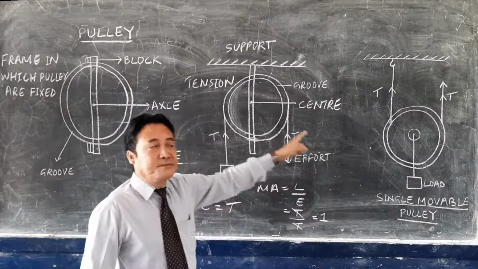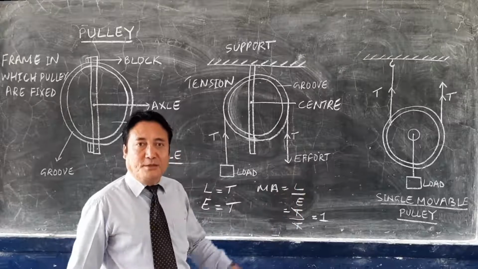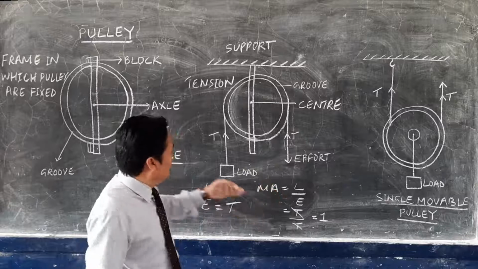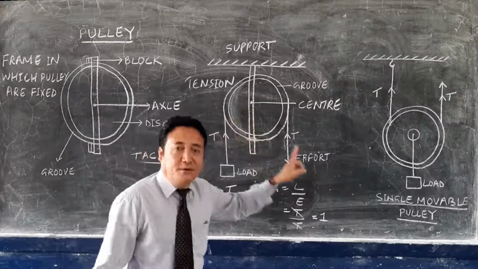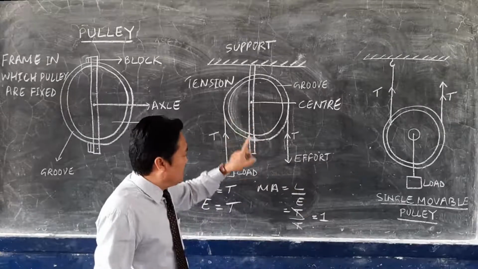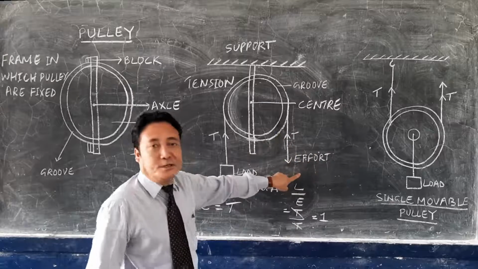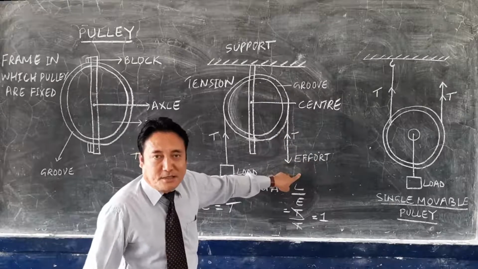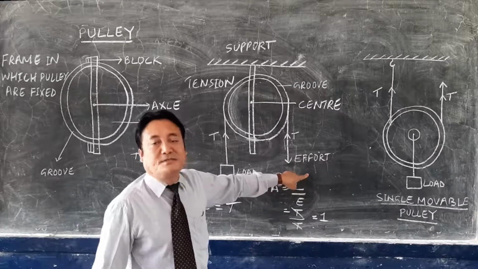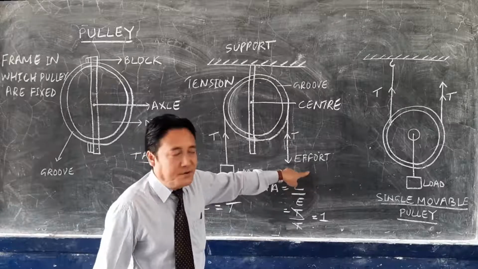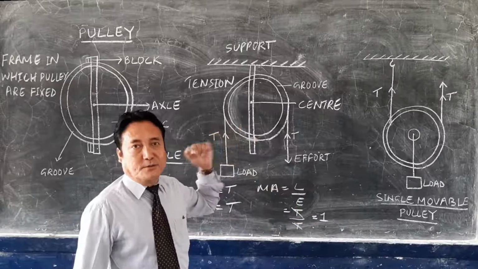And the other reason is that you can apply your own body weight to lift the load. So there are two reasons why, even though there is no gain in the mechanical advantage, the single fixed pulley is widely used. Because it is easier to apply the effort in the downward direction, or we can say that it changes the direction of the effort, and the second one is that we can apply our own body weight to lift the load.